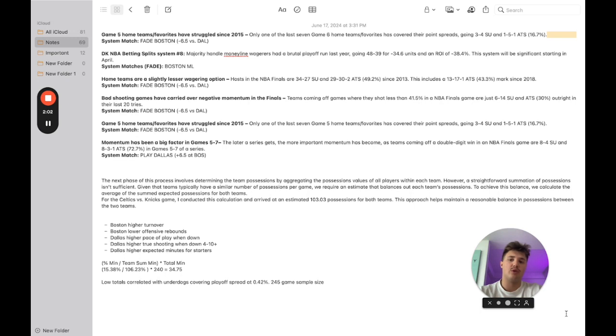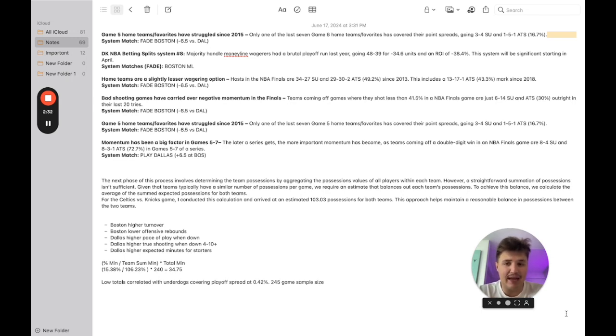We'll break them down one by one. So the first system I like is Game 5 home teams against favorites that have struggled since 2015. Only one of the last 7 Game 5 and Game 6 home teams has covered their point spreads, going 3-4 straight up and 1-5-1 against the spread. It's only a 16.7% clip. Boston fits that description, so you'd want to fade them tonight at minus 6.5 against Dallas.